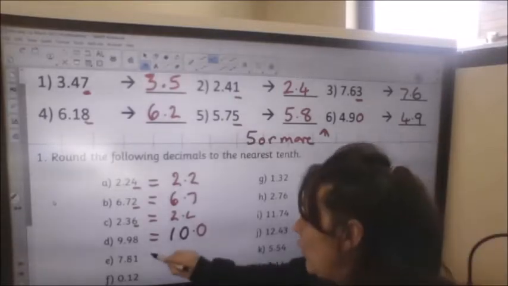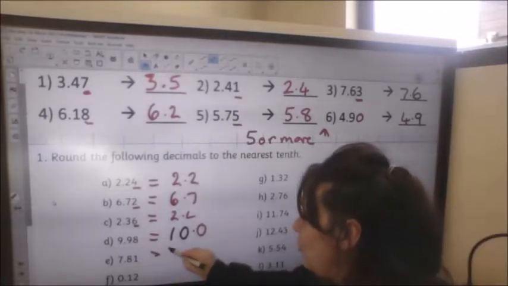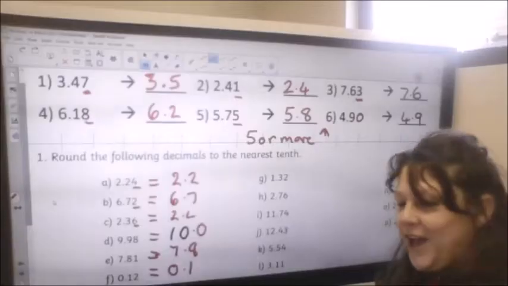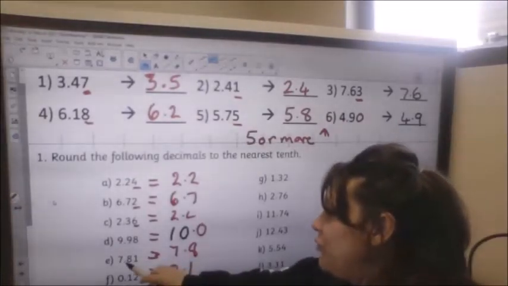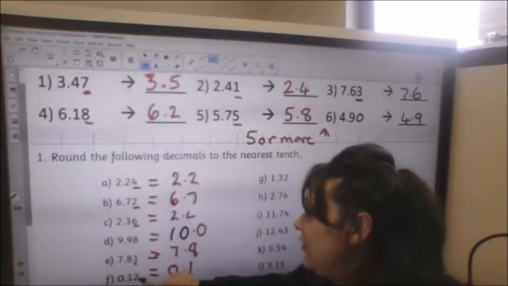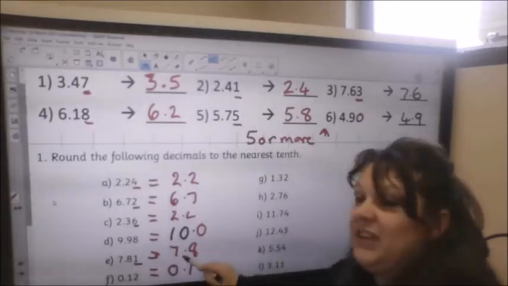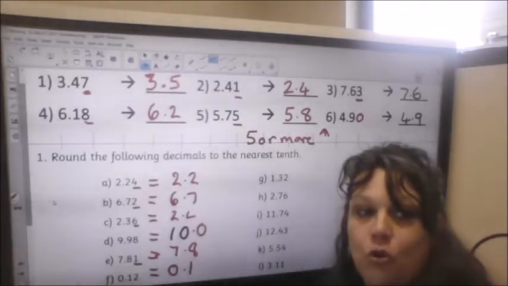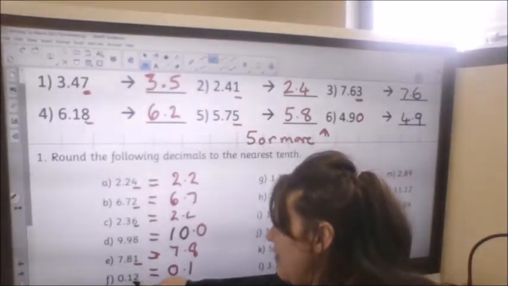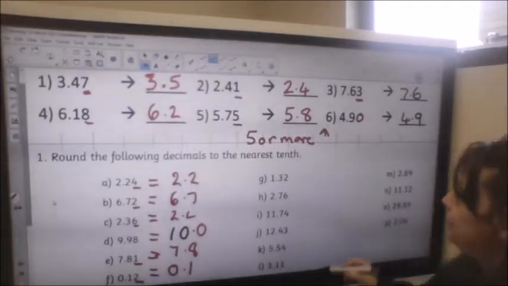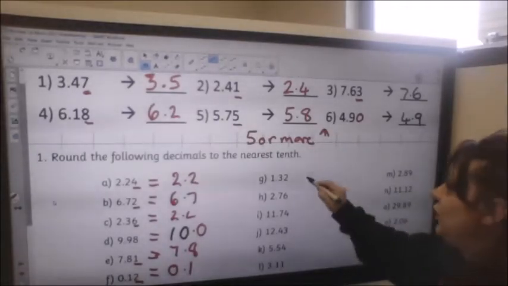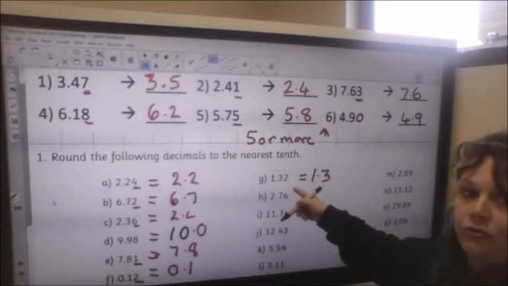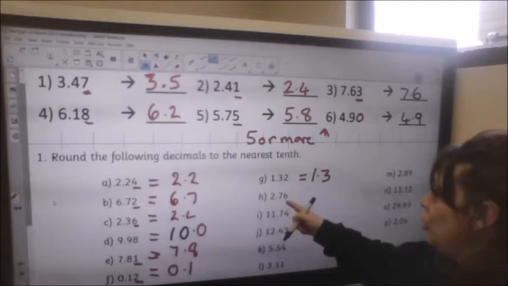7.81. Well, I've got a 1 there, so it would become 7.8. Okay, that would become 7.81, because that's a 1 there, we would just be 7.8. Right, the next one, 0.12 would stay as 0.1, because that's a 2 there, we don't need to increase it. So over here, 1.32 becomes 1.3, because the hundredths column is less than 5.